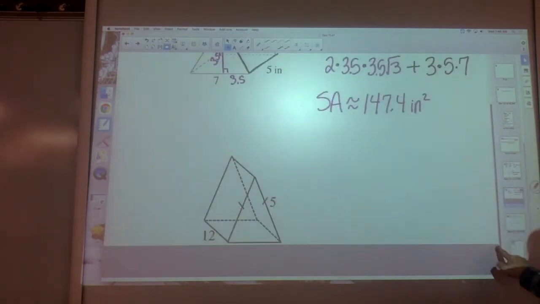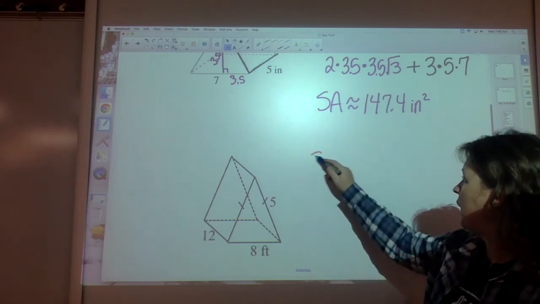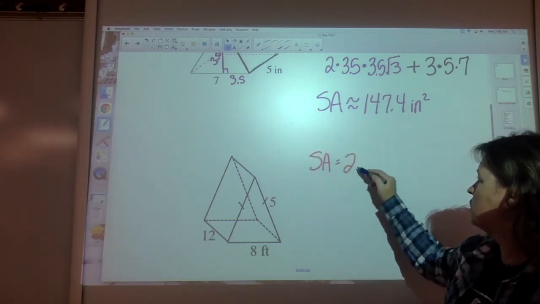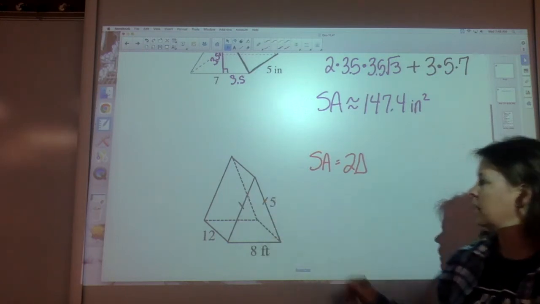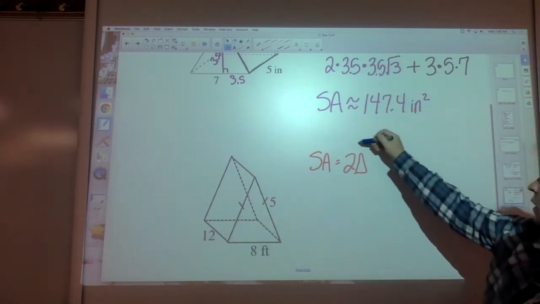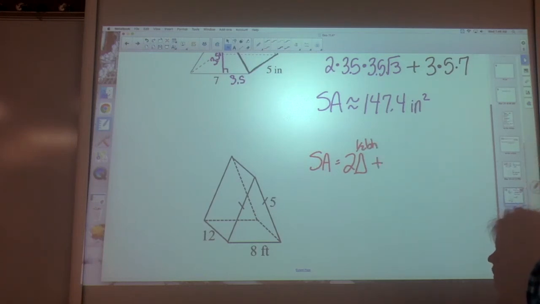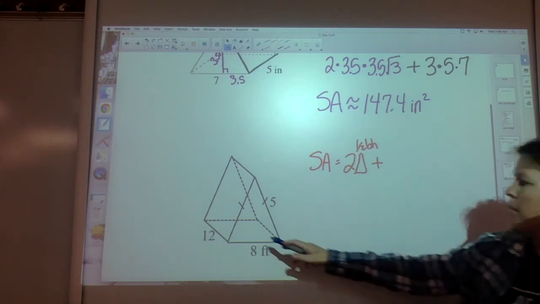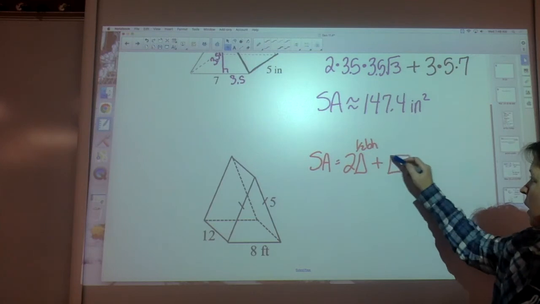Another one. What if the triangle isn't equilateral? This triangle isn't equilateral. When finding the surface area, we still have 2 triangles that are the same. The 2 bases. In this case, they're in front and back. So we need 2 of the half base times height. Plus, you also need the rectangles. But the base rectangle is on the bottom. There's one of those.